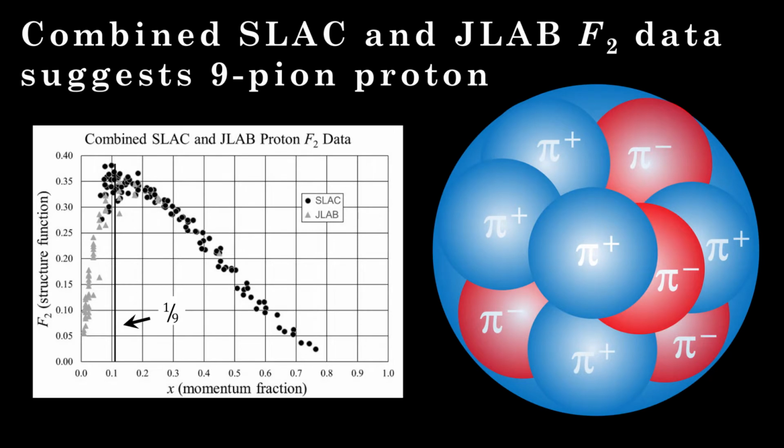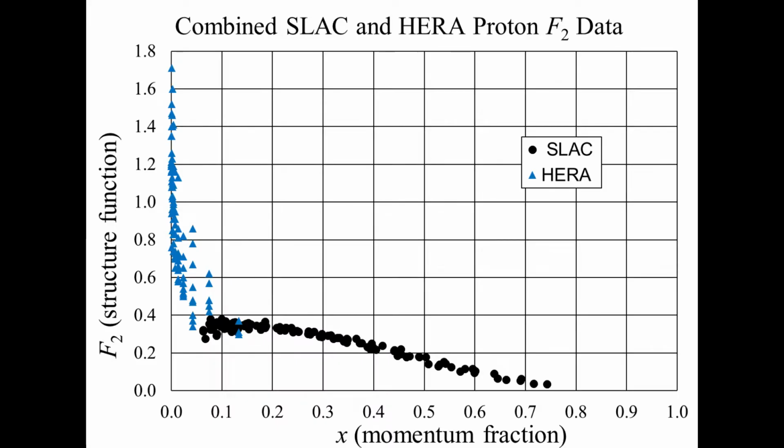So, using JLab data combined with the SLAC data suggests a proton made of 9 pions, presumably 5 positive pions and 4 negative pions. This begs the question, what is the HERA data showing?